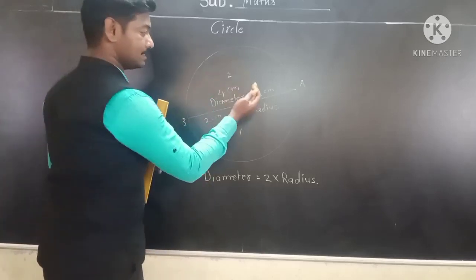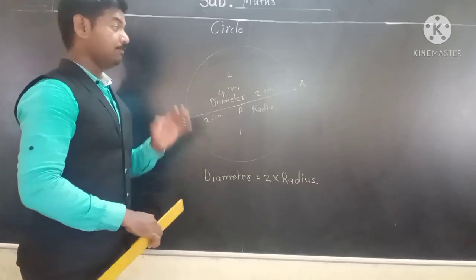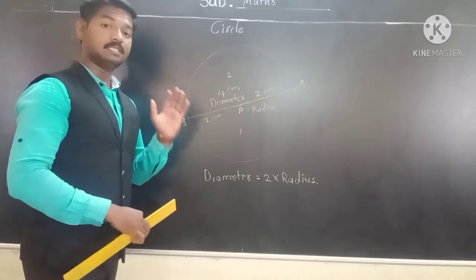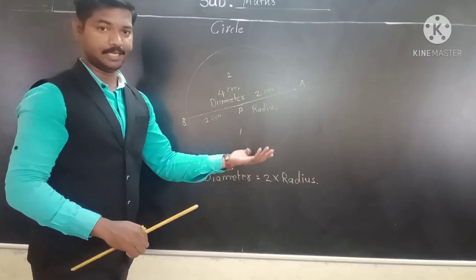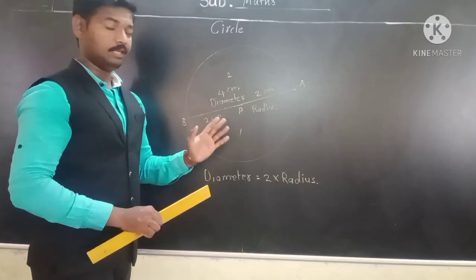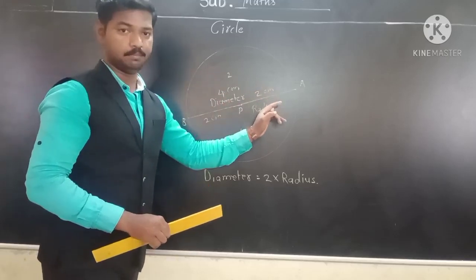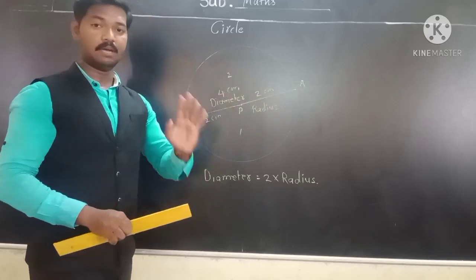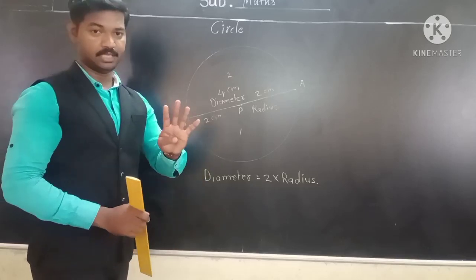Okay, if radius is 2 centimeter, then diameter will be 4 centimeter. If radius is 8 centimeter, then diameter will be 16 centimeter. Understood? And it is the opposite for radius. Radius is half of a diameter. If diameter is 4 centimeter, then the radius will be 2 centimeter. Why? Because 2 is half of 4. Similarly, if the diameter is 8 centimeter, then the radius will be 4 centimeter.